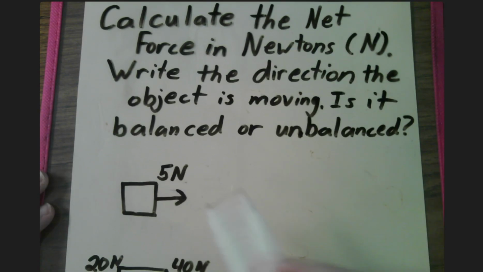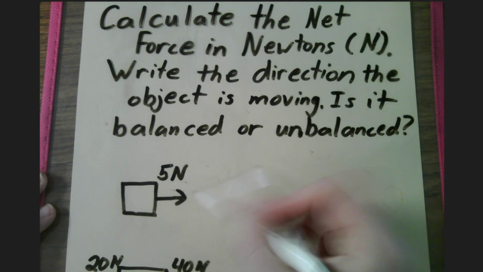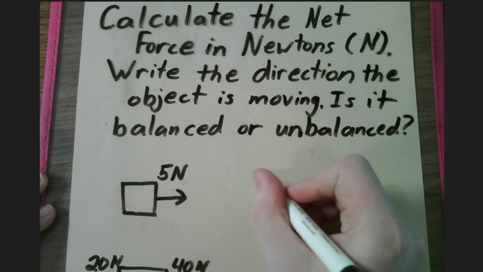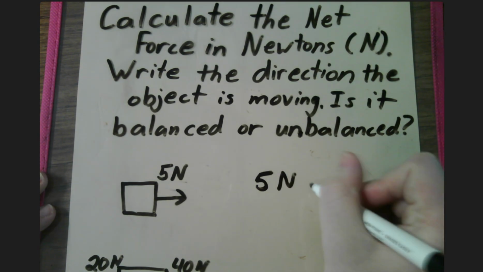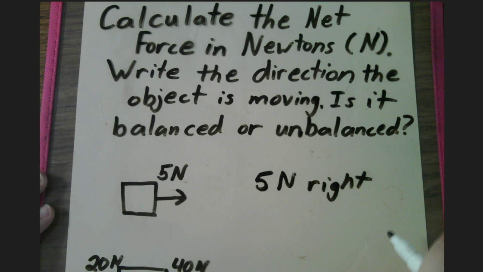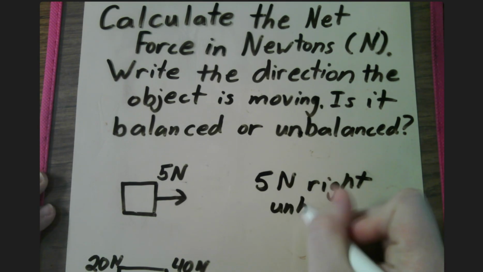Let's look at this first one. So this block is being pushed 5 newtons to the right. So our arrow's going this way. The net force of this block is 5 newtons to the right. And since it's moving, it is unbalanced.